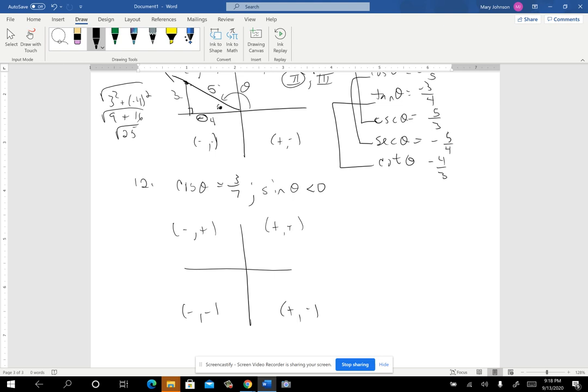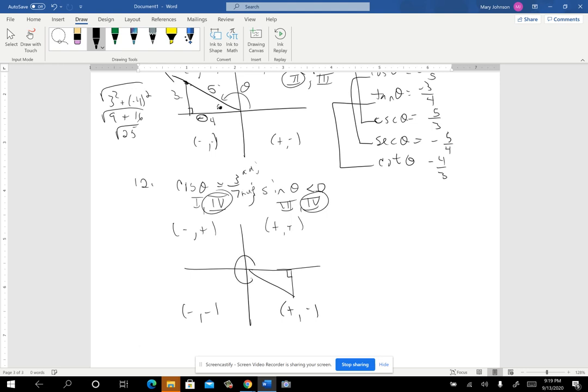Okay, and then cosine is positive, so that means I have to be in quadrant 1 or 4. And then sine is negative. Sine being negative means you have to be below the x-axis in either 3 or 4. So you must be in quadrant 4. So draw your triangle in quadrant 4. Okay, and it's adjacent over hypotenuse.